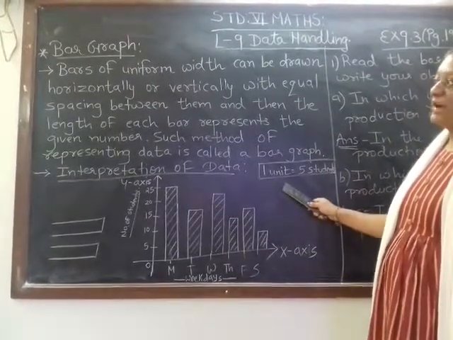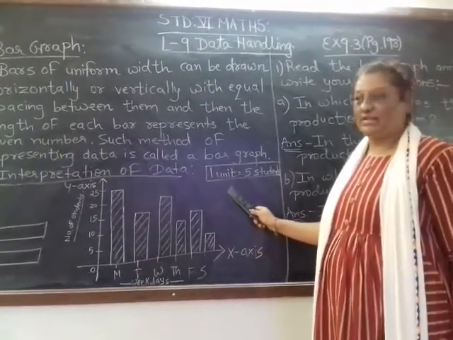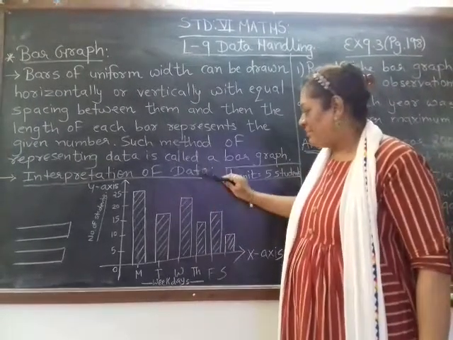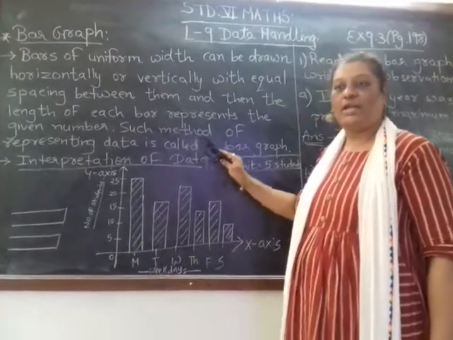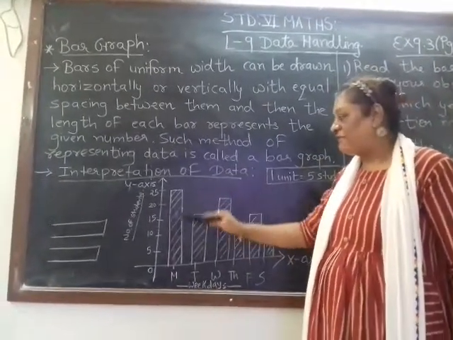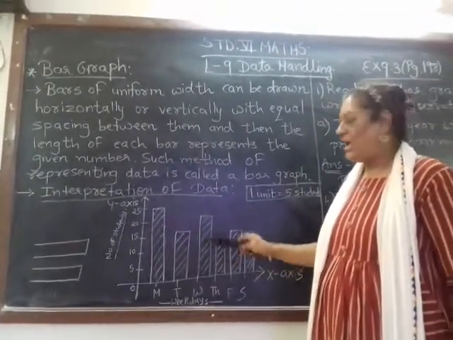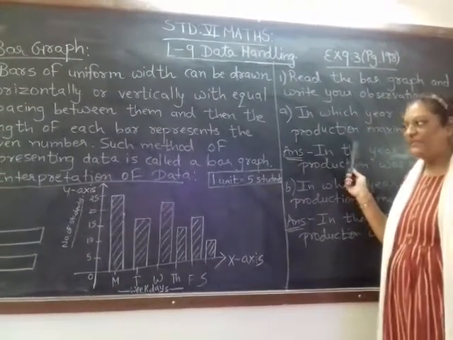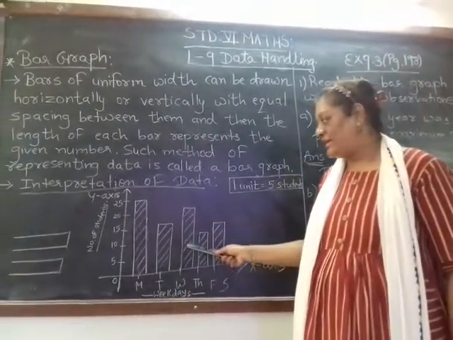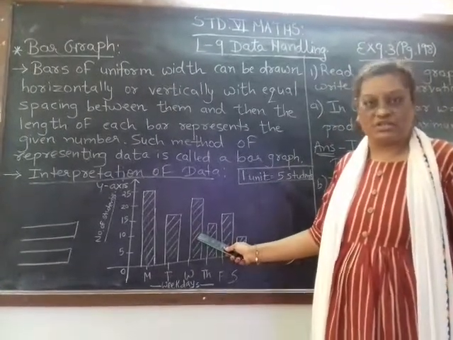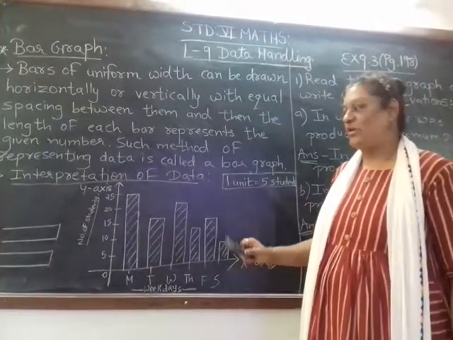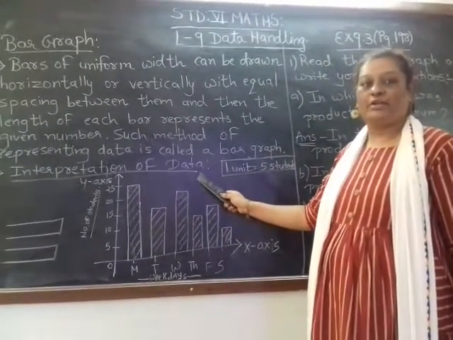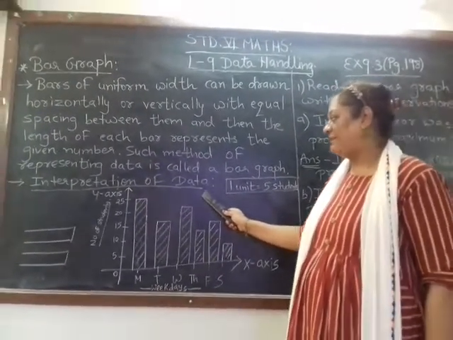Now, in bar graph, we have two topics in it. What are we going to see? First, interpretation of data, which means in your exercise or in your question, the graph is already drawn for you, and from the graph you have to answer the questions, right? And second, you have to draw the graph according to the information given, as well as answer the following questions.